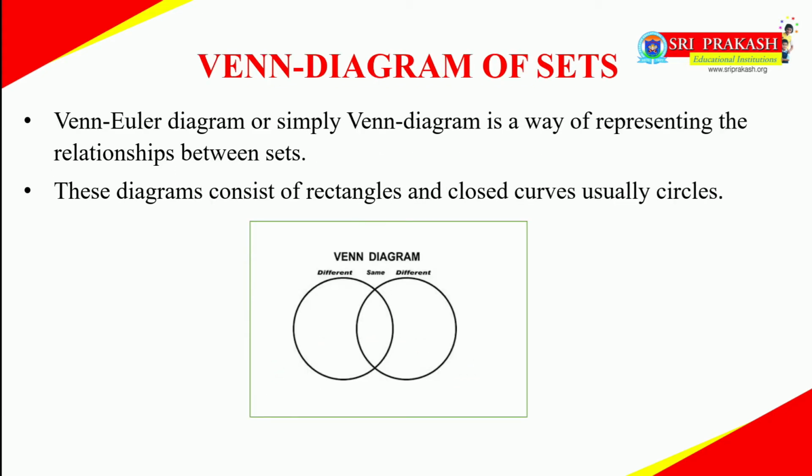We already discussed two ways of representing a set, and now there is another way of describing a set, which is known as the Venn-Euler diagram, or simply the Venn diagram, in which a set is described by using circles and a rectangle. Do you know what this rectangle represents? Yes, this rectangle represents the universal set. Here in the diagram, you can observe that this part is a different part of A, this part is a different part of B, whereas this part is the same for A and B.